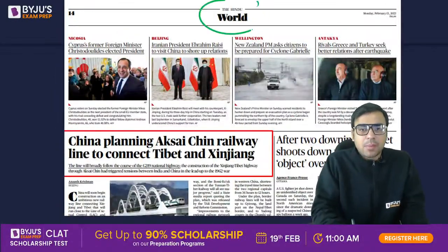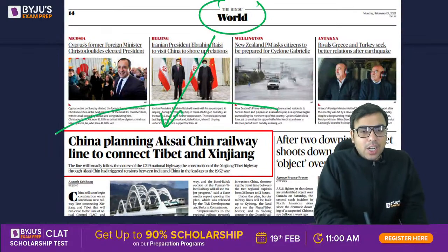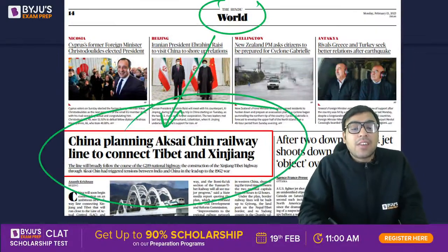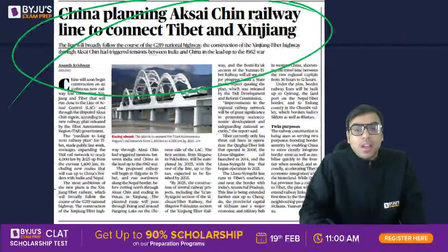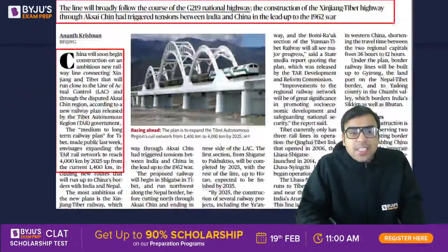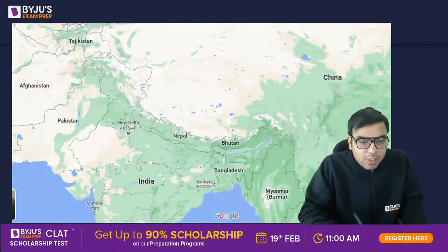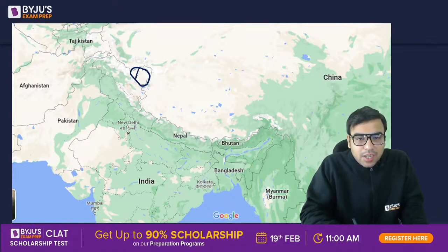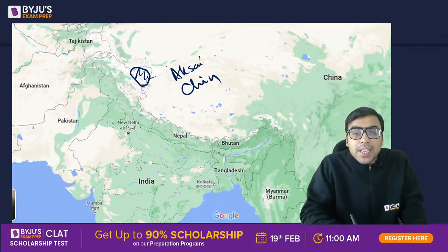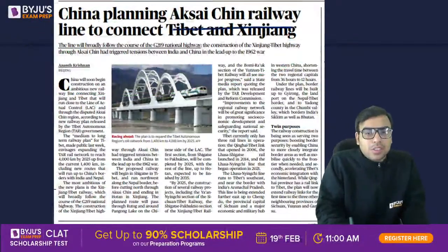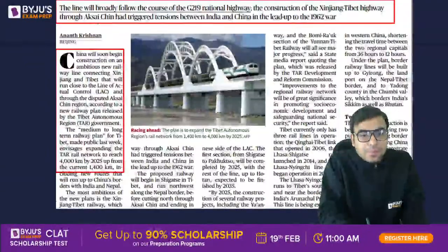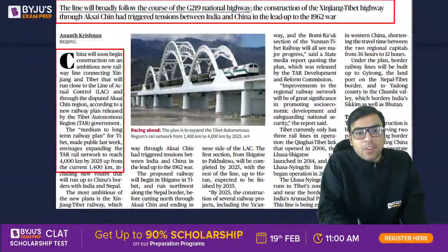Now, on page number 14, on the world page, there was an article talking about China planning an Aksai Chin railway line to connect Tibet and Xinjiang. So that is an important one. Where do you find Aksai Chin? This region, I hope you are aware. This is an illegally occupied region by China, and it is called Aksai Chin. They are planning to make perhaps the railway something like this. Of course, it is a serious concern for India. The line will broadly follow the course of the Xinjiang Tibet highway.